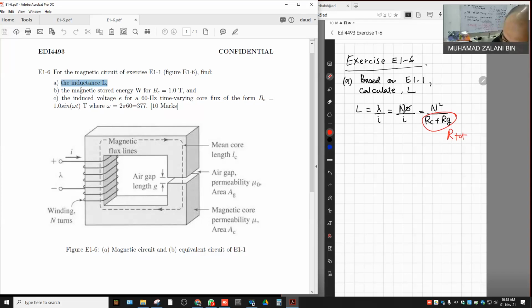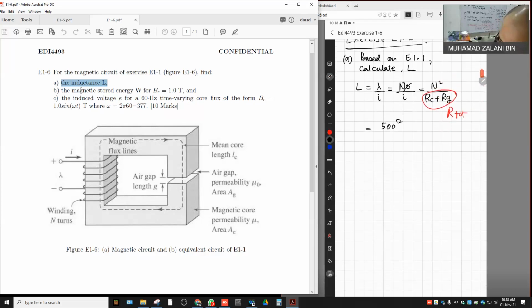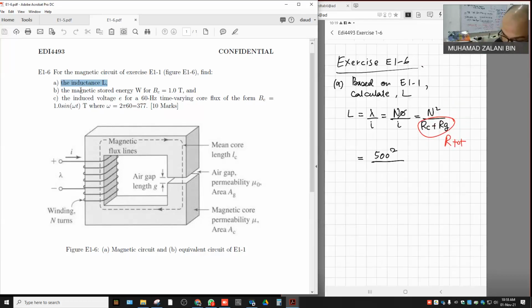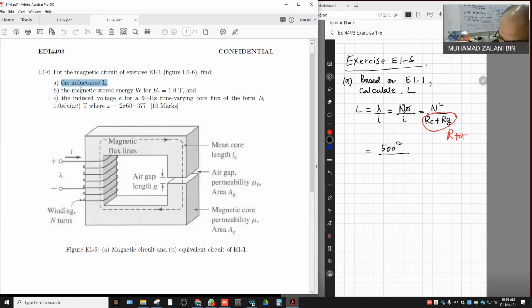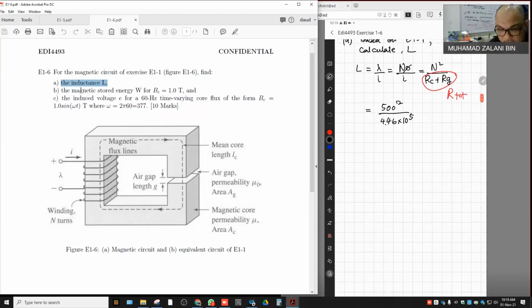In this case, we just calculate it by substituting all the values given. So 500 square divided by RC plus RG. Before this we got that value of RC plus RG in exercise E1-1, which is 4.46 times 10 to the power of 5. You can have a check, is it correct? 4.46 times 10 power 5. So we get L is 0.56 Henry. That's it for L.